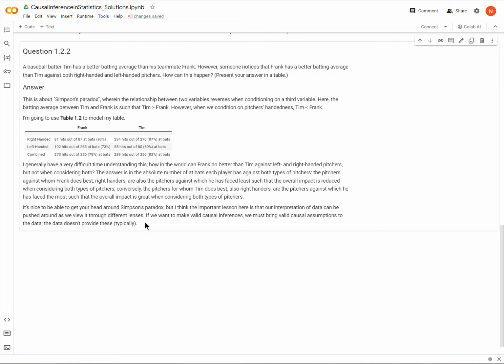But the assumptions that we make when looking at the data can give us completely opposite inferences about the data. And so if we want to make valid inferences, and specifically valid causal inferences, what's causing what, then we have to bring valid causal assumptions to the data, right? The data itself is not typically going to provide the way in which you should look at it. You have to be able to bring knowledge from outside of that data, generally, in order to understand how to look at that data. Okay, that's it.